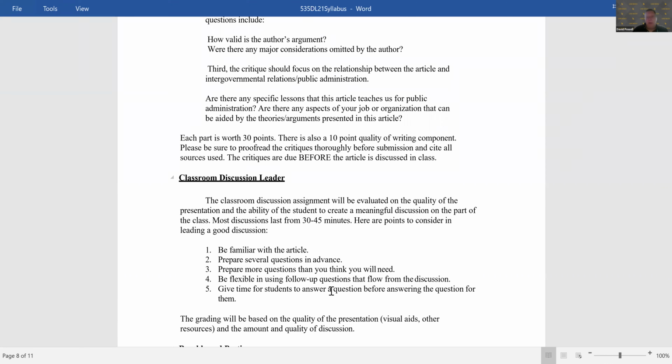And again, you will be graded based upon your ability to lead and facilitate that discussion, to engage your colleagues in that discussion. In order to do a good classroom discussion, you need to, number one, be familiar with the article. This is something you're leading a discussion on, so you should be the most familiar with the article of anyone else in the class. You should prepare your questions in advance that you're going to be asking the class to facilitate the discussion. So have those written out, have those prepared in advance, and prepare more questions than you think you will need.